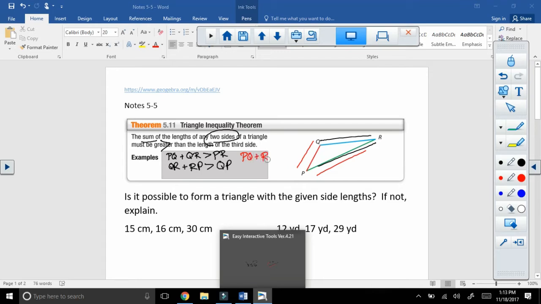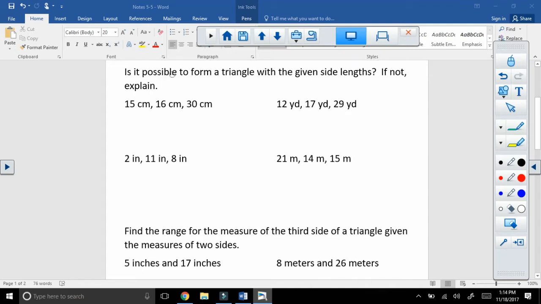PQ plus RP have to be greater than QR. So any two sides have to be greater than the third side when you add them together. The directions for these say, is it possible to form a triangle with these given sides? If not, we need to explain. So what you need to think about is, do each of those pairs of sides add up to be more than the third side when you add them together?